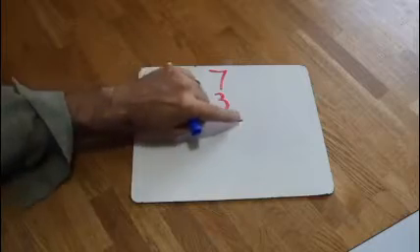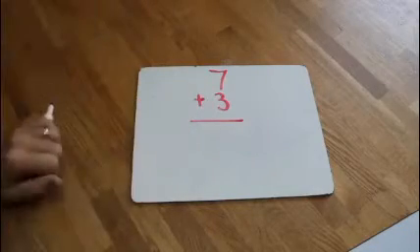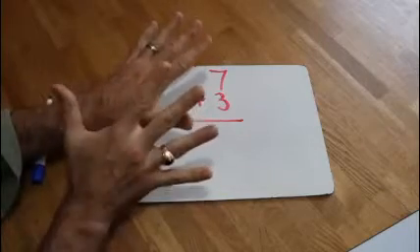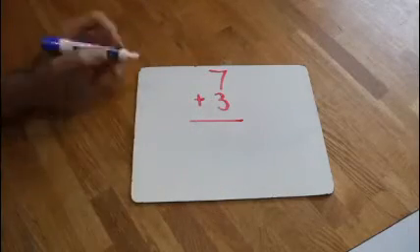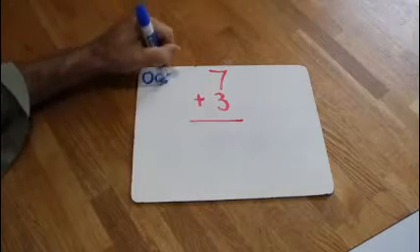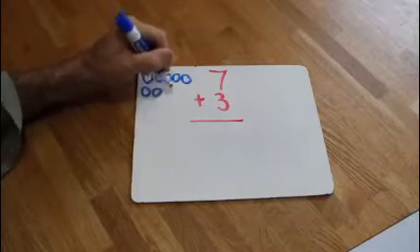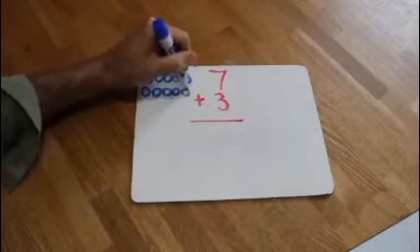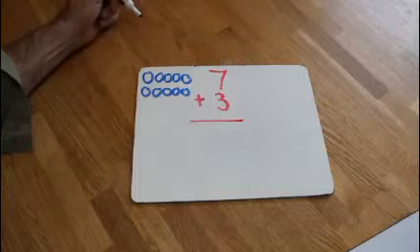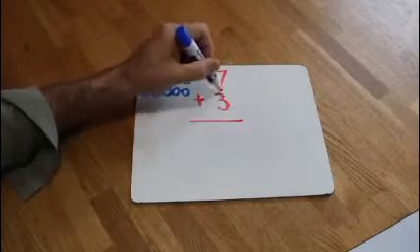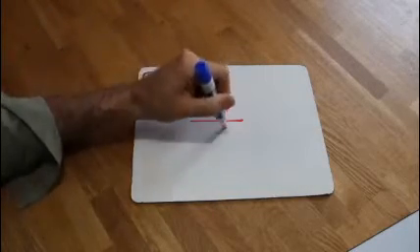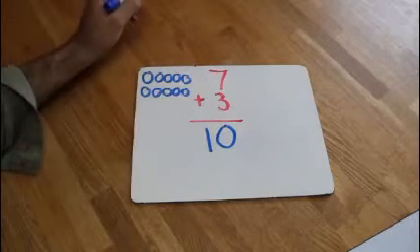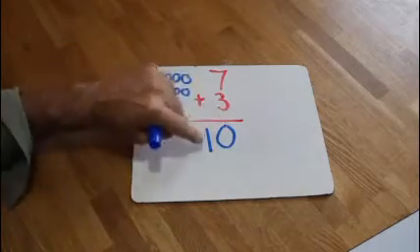7 plus 3 equals. Do your mental math. Do your fingers. Or your pictures. Start with your 7. 1, 2, 3, 4, 5, 6, 7. Plus means to bring in more. How many more? 3 more. 1, 2, 3. There's that 10 frame again. So 7 plus 3 equals 10. Put your 0 right underneath. Move over to your tens place to put in your 10. 7 plus 3 equals 10.